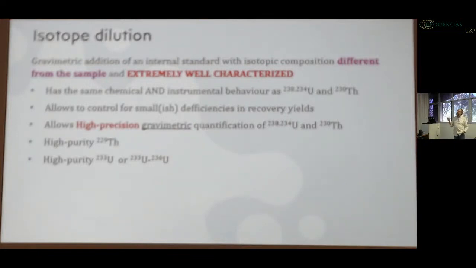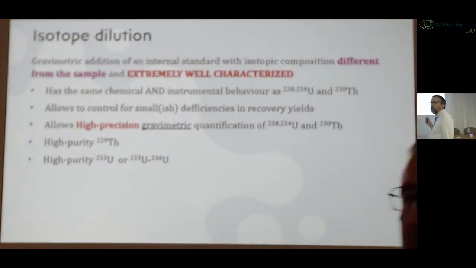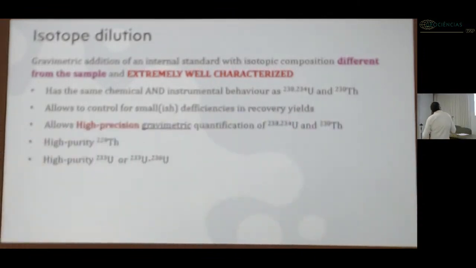And basically, it allows us to make a very, very high precision gravimetric analysis of these isotopes. For this, we need high purity thorium-229 and high purity uranium-233, or a mixture of uranium-233 and uranium-236. As Kathleen said this morning, these are synthetic, these are radioactive, these are way more radioactive than the normal natural uranium isotope, so you have to be careful with them. I'll tell you a little bit later about them.